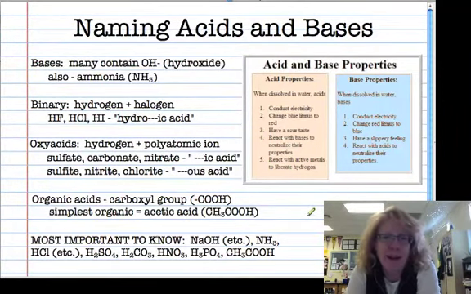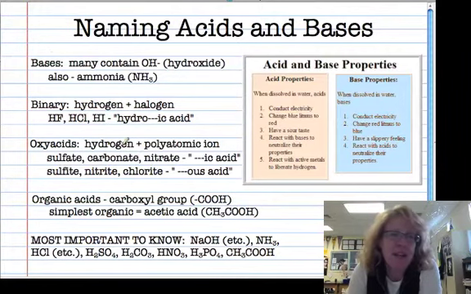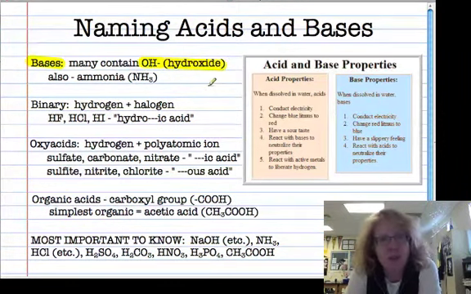I wanted to remind you about how to name these guys. I know it's something that we learned a long time ago, but I figured it was probably a good chance to go back and check them out. When you're talking about bases, don't forget, most bases are pretty straightforward. They contain the OH ion, hydroxide, and so their names are really pretty straightforward.